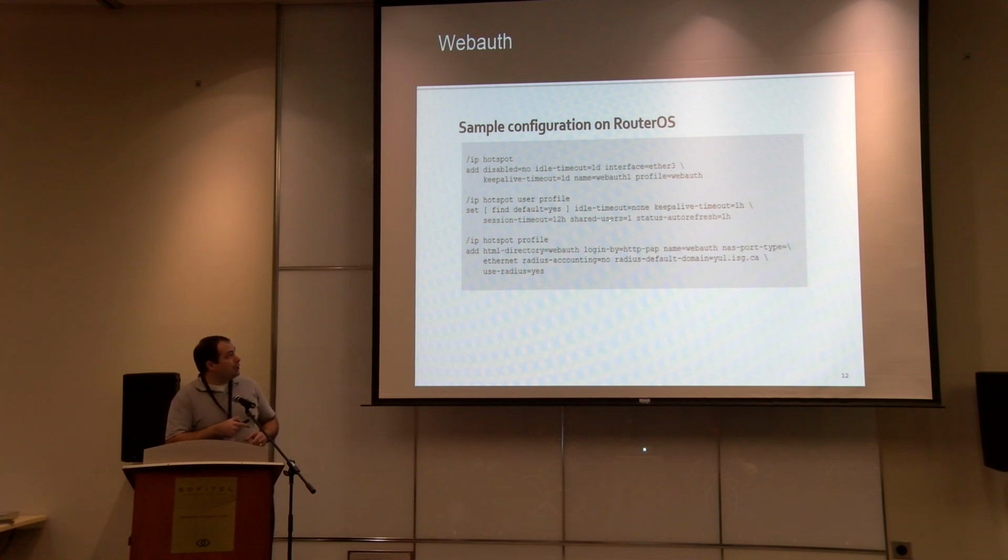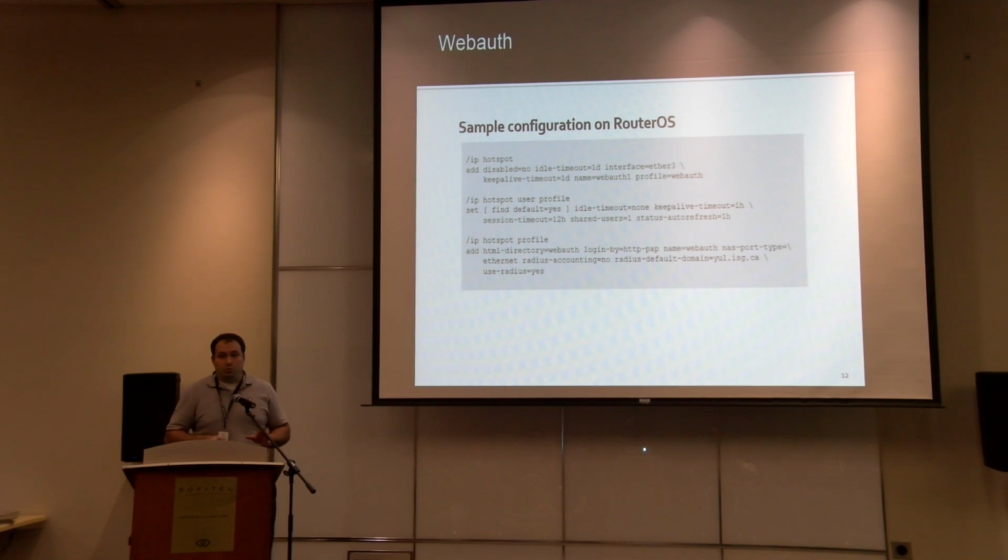And also the shared users. So basically, it limits one username to connect from one IP, and that's it. And finally, we have the hotspot profile. What we define there is the directory where we put our HTML file to customize the hotspot. Then the login by, the name of the profile, and the authentication. As we're using Radius, we have to define it in the hotspot profile.